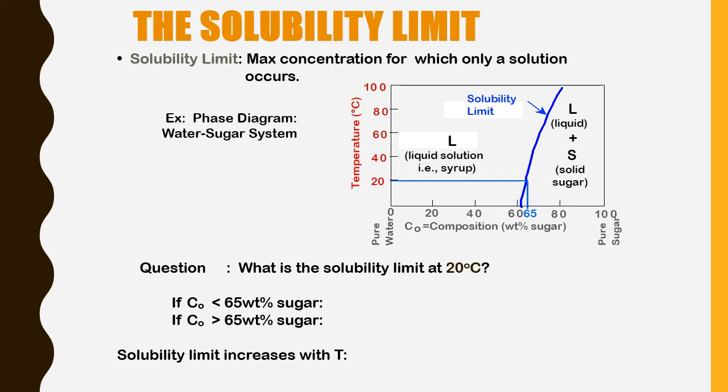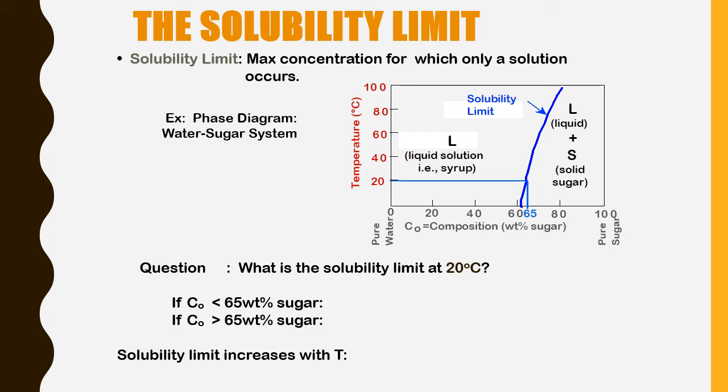So this line over here is the line of solubility limit. Over here, we know that this is a liquid solution or syrup, and over here is the liquid plus solid, which is the solid sugar. And we know with the increment of the temperature, it will increase the solubility limit. If you apply heat to a material, of course, it will increase the amount of material to be added to the solution.